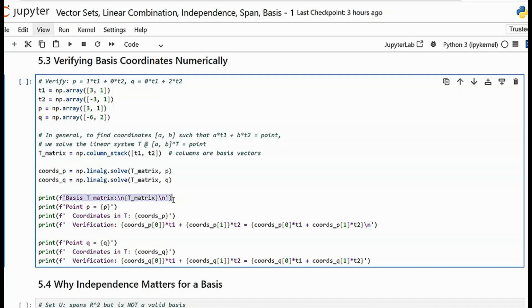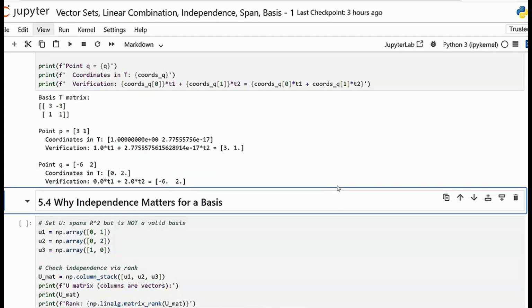And not only that, we have the original point, and it is also going to display its coordinates in the basis T. And dear friends, observe here, we are going to reconstruct the point using the new coordinates. So this is a T1 and this is b T2. To confirm correctness, I want to repeat the same for the coordinate Q also, and verify the reconstructions.